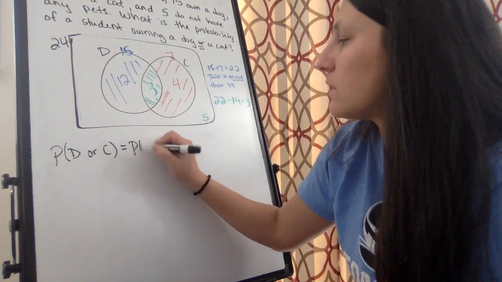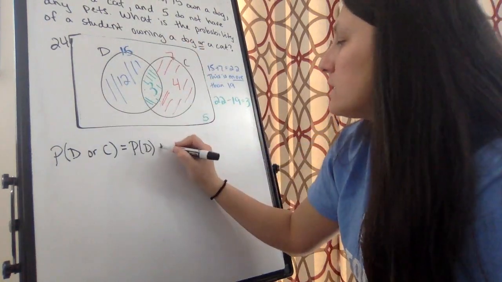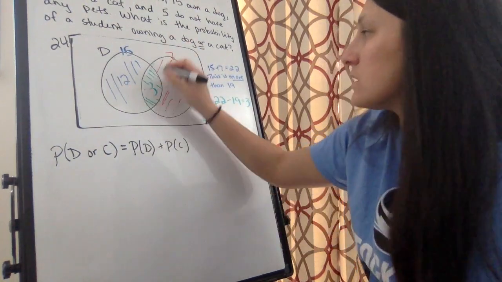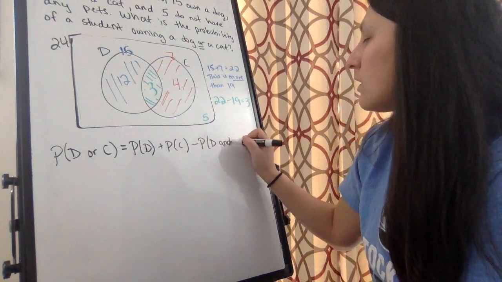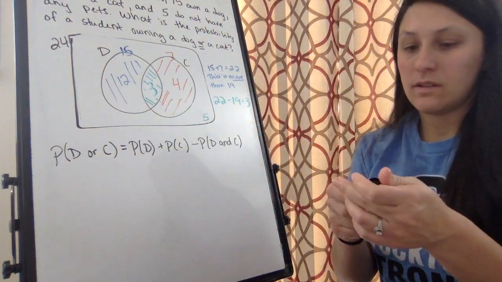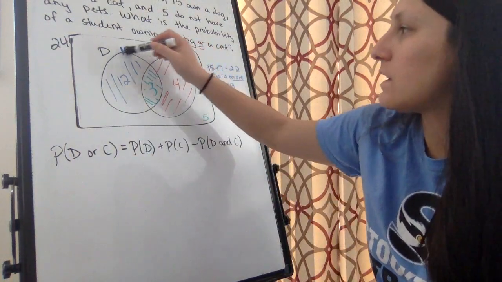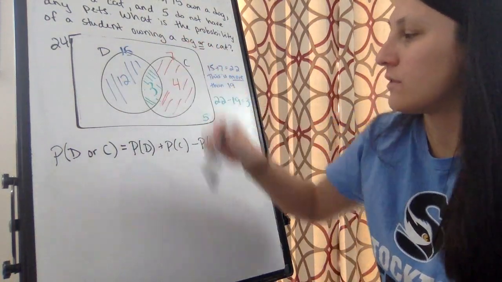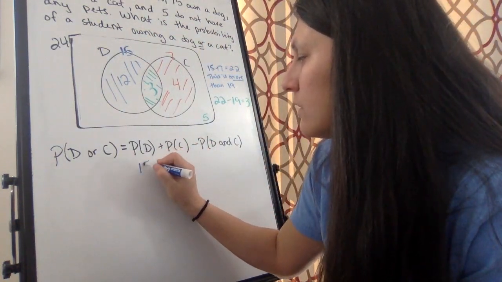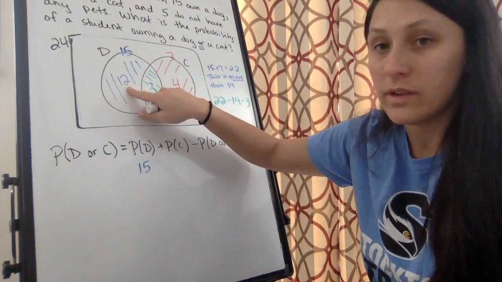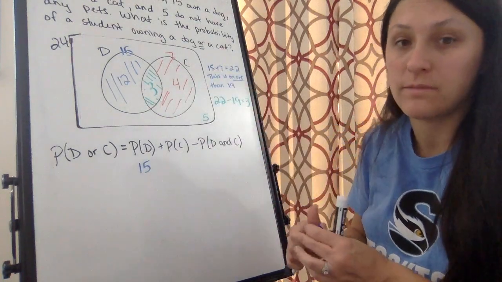would be the probability of owning a dog, which is this whole circle, plus the probability of owning a cat, which is this whole circle, minus the probability of owning both, so a dog and a cat. Okay, so let me explain how I'm thinking about this. If I take all of the people in here, which is 15 people, so it's not only the people who own only dogs, that would be 12. It's everybody who owns a dog, including people who also might own a cat.